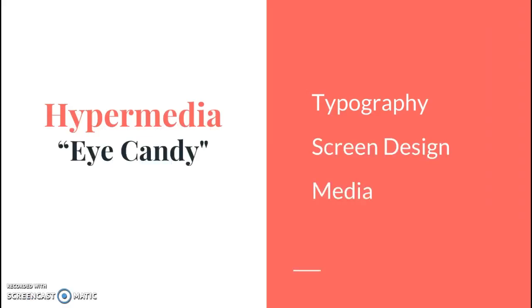So once again, Hypermedia Eye Candy. The elements that we should be considering: typography, screen design, and media.